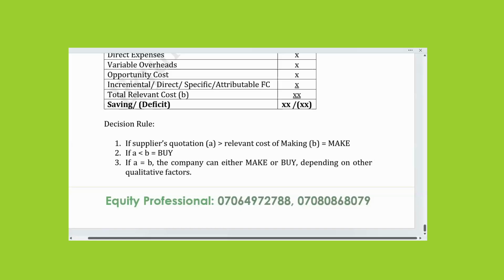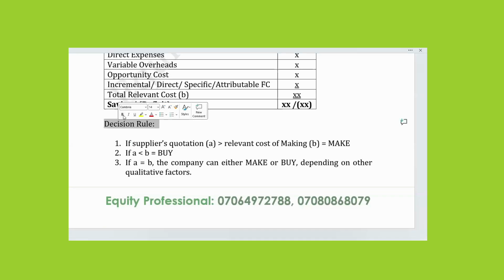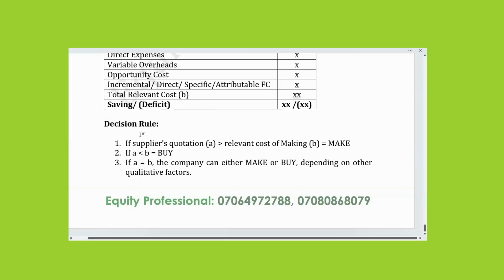As far as make or buy decision is concerned, anytime you have done your calculation and an examiner is asking you to advise whether the company should make or buy the components, if supplier's quotation is higher than relevant costs, you are going to advise that the company should make the component internally. But if supplier's quotation is less than the relevant cost of making the component in-house, that means it is cheaper for the company to buy it.